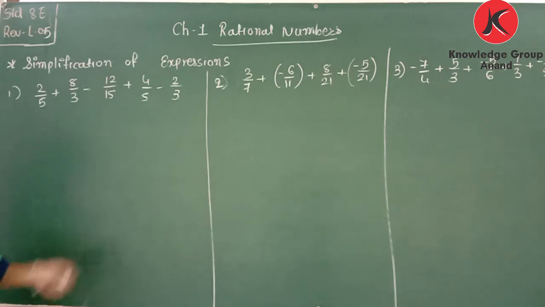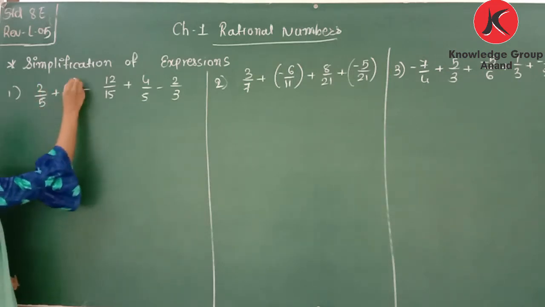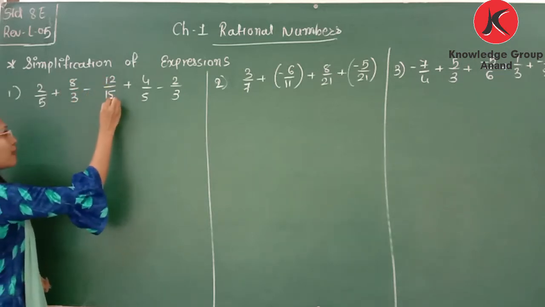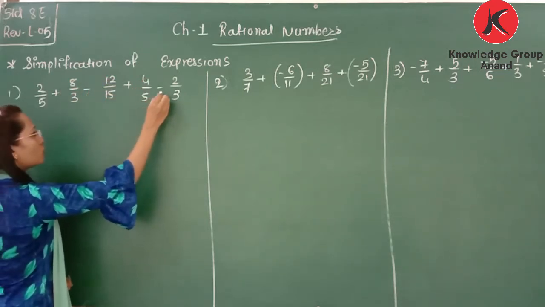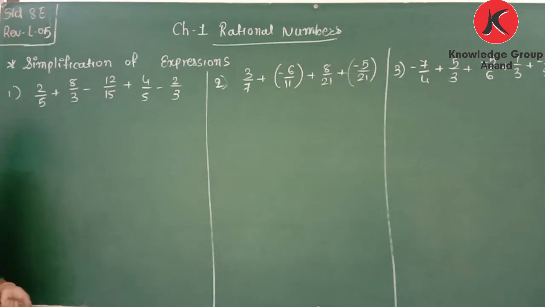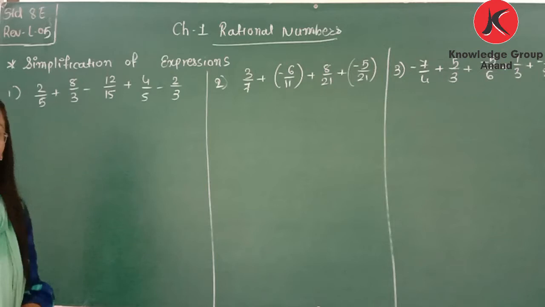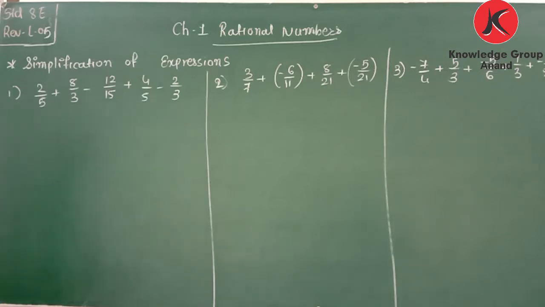We start with the rational numbers and we need to simplify. First, 2 by 5 plus 3 by 8 minus 12 by 15 plus 4 by 5 minus 2 by 3. Here, which rational numbers do you need to write in a group so that the example becomes simpler? The example becomes simpler if the denominators of some rational numbers are the same.